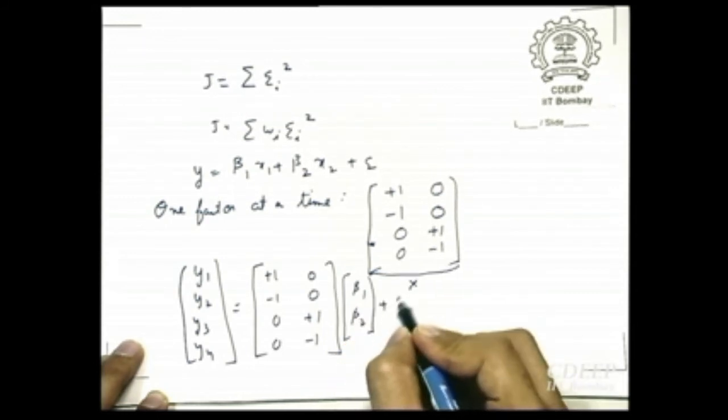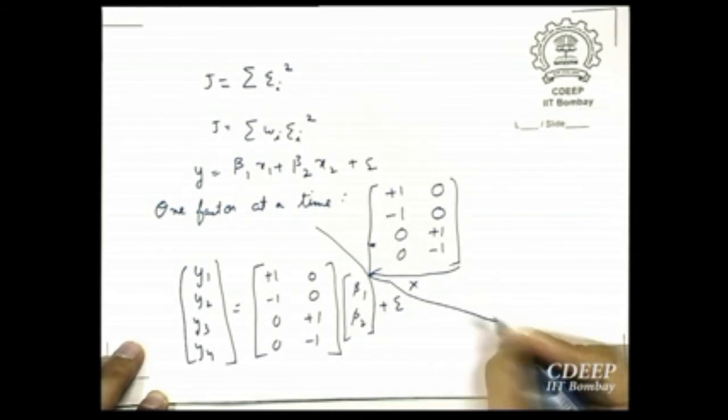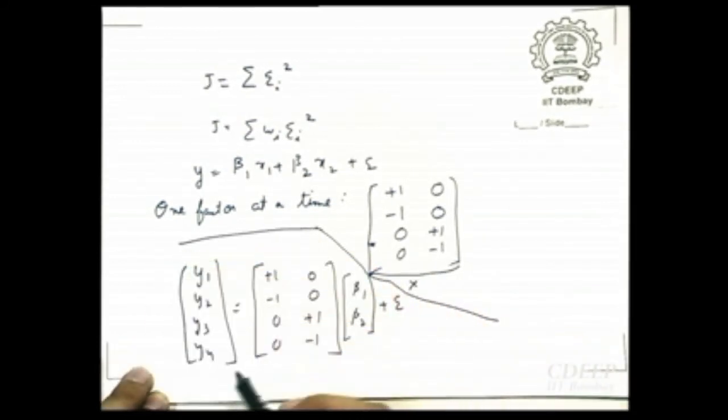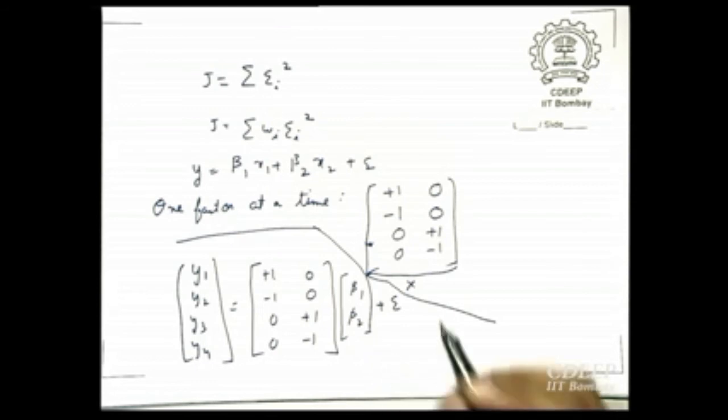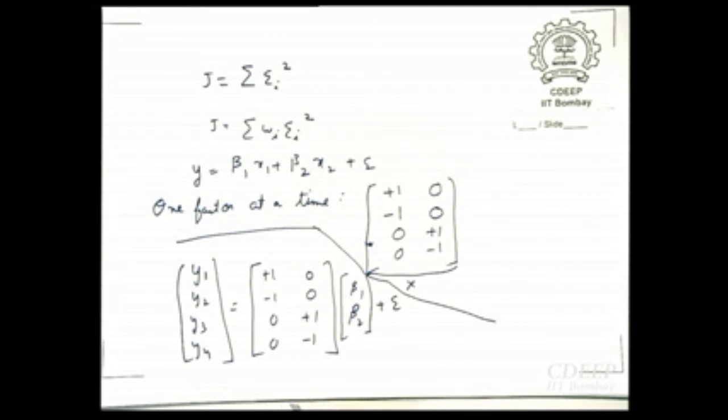Plus I have my error vector. This is really what I am doing in terms of regression. I have done experiments at various combinations of x1 and x2, I have got the corresponding y values, and let us say I now want to estimate beta 1 and beta 2. This is for the one factor at a time approach. This is my matrix X.